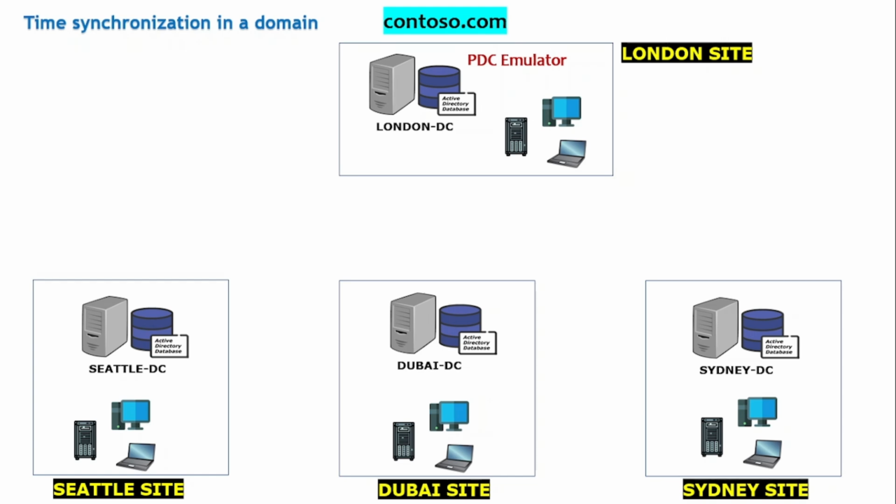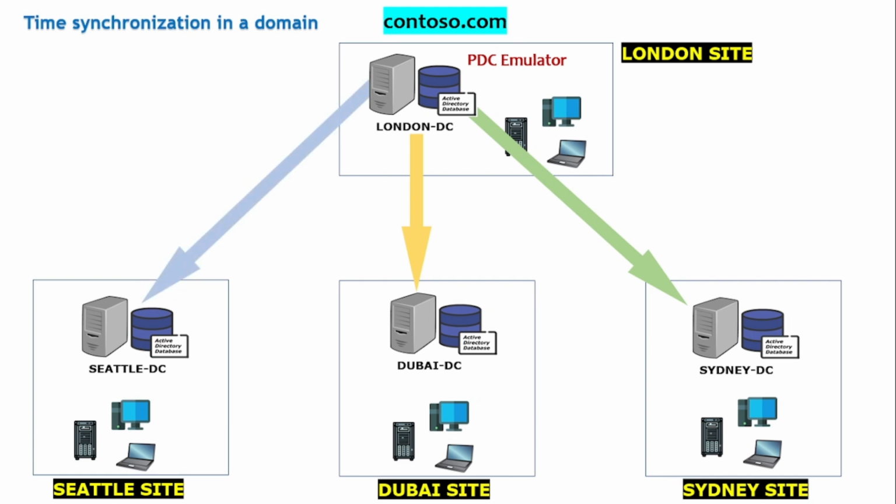Now our London DC is our PDC emulator. So what happens is, all the other domain controllers in the entire domain will sync up their time with London DC. So London DC's time is considered as the supreme authority. No one can go beyond it. So everyone will sync up their clock with London DC. This will help in time synchronization in the entire domain. So this is how time gets synchronized in the entire domain.